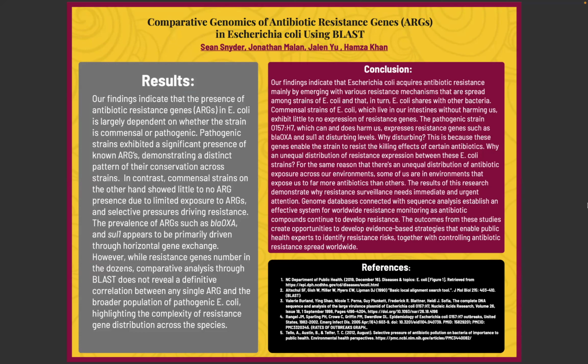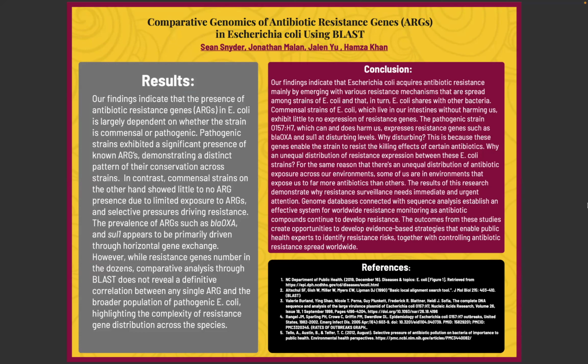We found a clear difference between commensal strains, which typically live in our gut without causing harm, and pathogenic strains like O157H7. The commensal strains had little to no expression of resistance genes, while O157H7 showed high levels of antibiotic resistance, with genes like BLA, OXA, and SUL1, which are known to help bacteria survive antibiotic treatments. The reason behind this unequal distribution lies in the selective pressure. Bacteria exposed to higher levels of antibiotics are more likely to develop and retain these resistant traits.